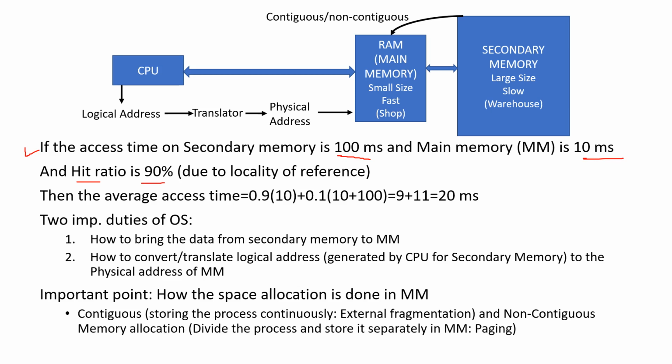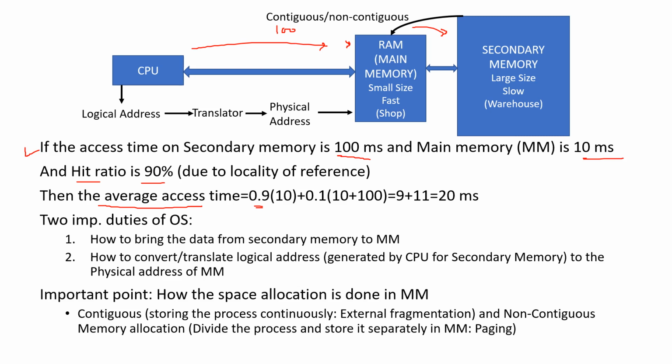So what is the meaning of hit ratio? It means 90 out of 100. If the CPU is accessing the RAM 100 times, out of 100, 90 times the CPU gets a hit. It finds a match, and 10 times it does not get the match. Whenever the match is not found, the CPU has to go to the secondary memory to search for that particular process. So what is the average access time then? 0.9, that is, 90% of the time the CPU will find a match in RAM.